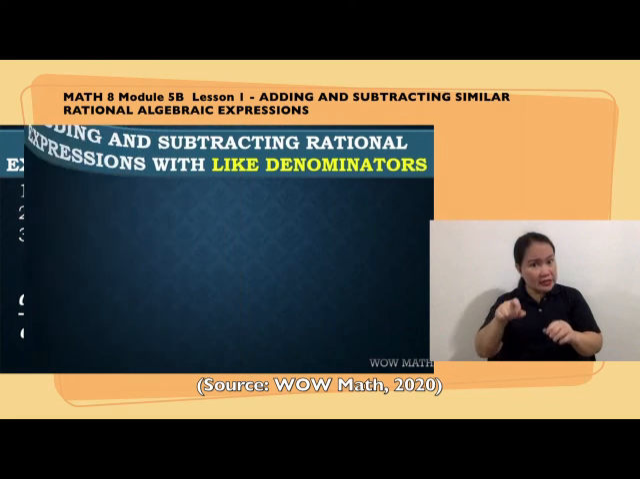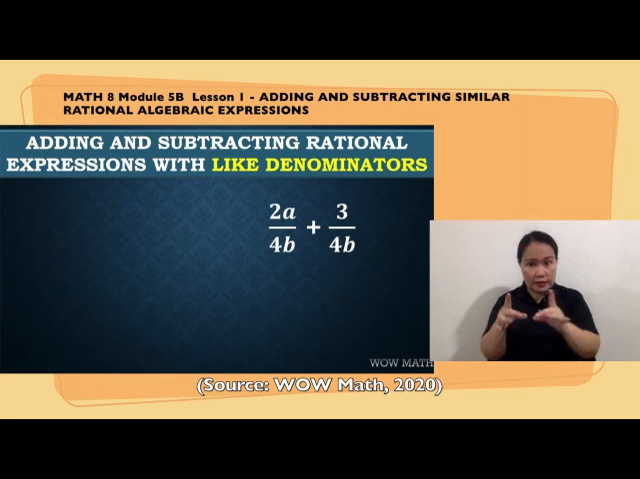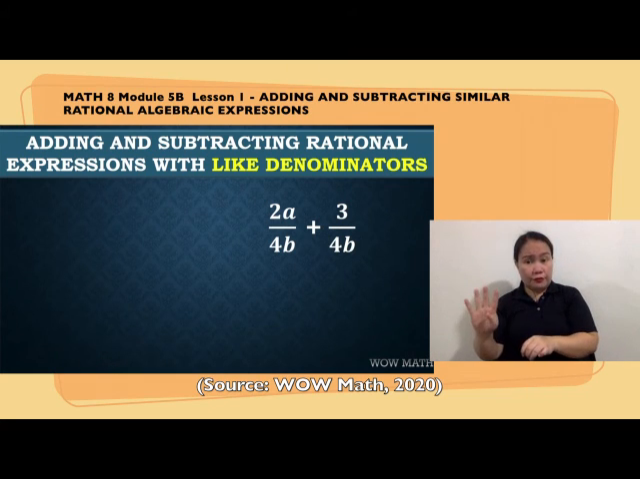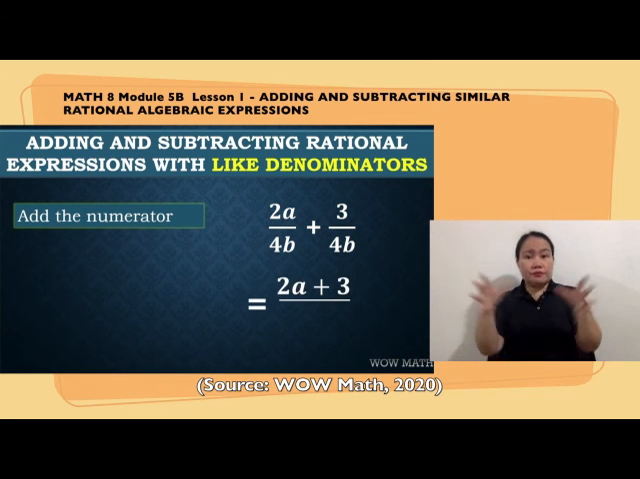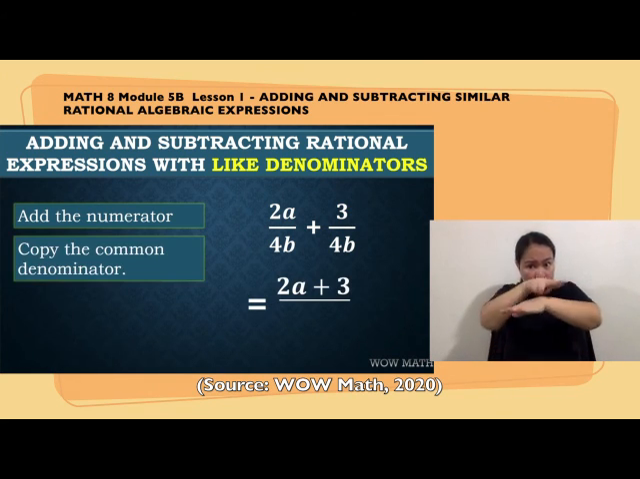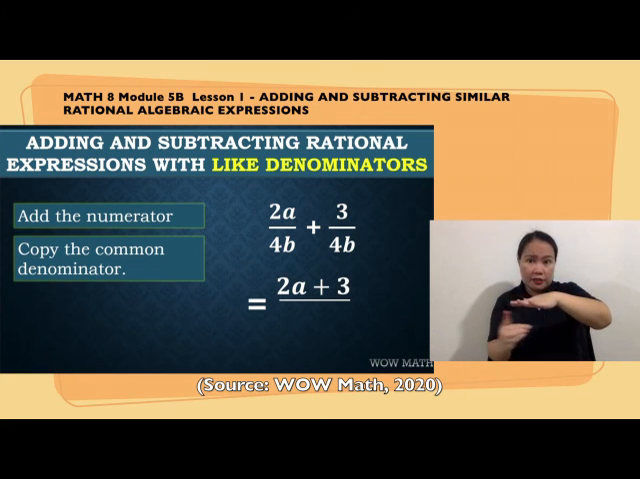Okay? Let's have an example. I have here 2A over 4B plus 3 over 4B. First step, add the numerator. So, we will have 2A plus 3. Next, copy the common denominator. What is the denominator? Since pareho naman sila, we will have 4B.